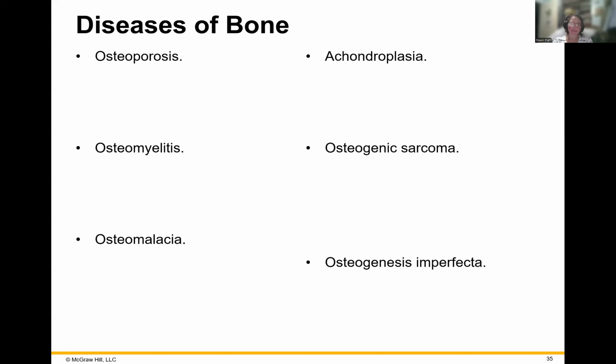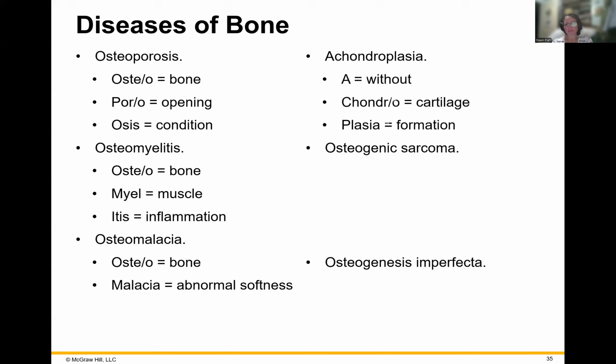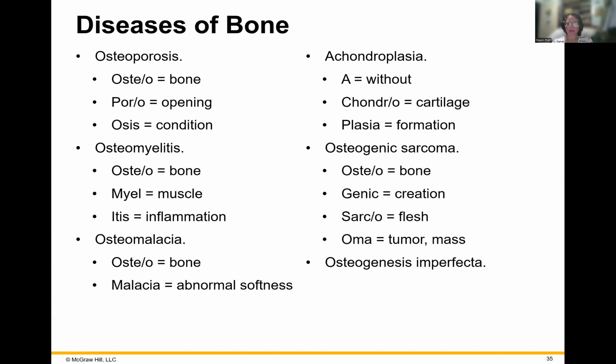Here are some other diseases of the bone. So we have osteoporosis, osteomyelitis, osteomalacia, achondroplasia, osteogenic sarcoma, and osteogenesis imperfecta.